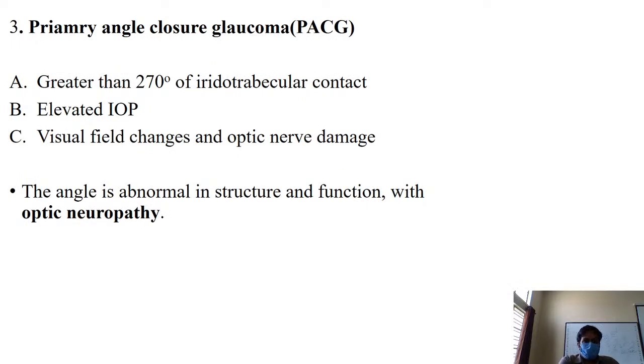Third is primary angle closure glaucoma, that is there is more than 270 degrees of iridotrabecular contact and elevated IOP. Along with this, the patient has visual field changes on perimetry, and once you do optic disc evaluation, you see there is significant cupping and presence of nerve fiber layer defect. So in this type of glaucoma, the angle is abnormal in both structure and function, and the patient has optic neuropathy.